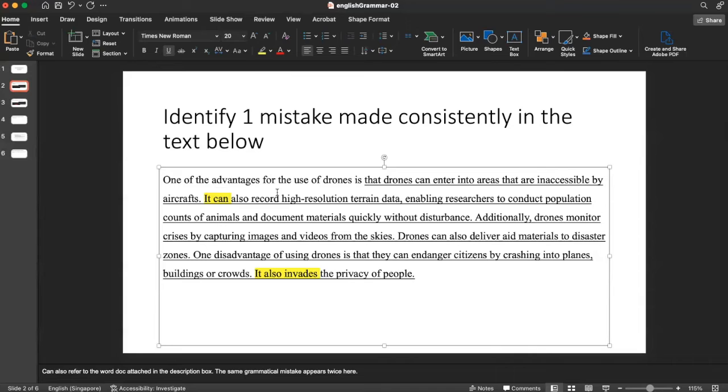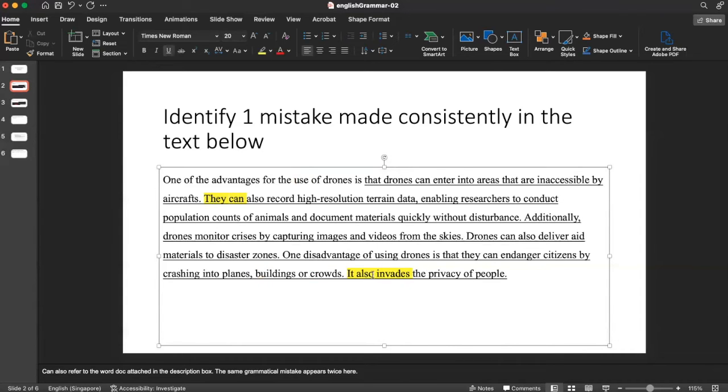Just looking at these 2 sentences alone won't reveal the mistake per se, but when you read the sentences in the context of this paragraph, the mistake should become obvious. So the paragraph started with plural, right? Plural form of the word drone. So drones can enter into areas that are inaccessible by aircrafts. So what should the next sentence start with? We are still referring to drones, right? So it should be, they can.